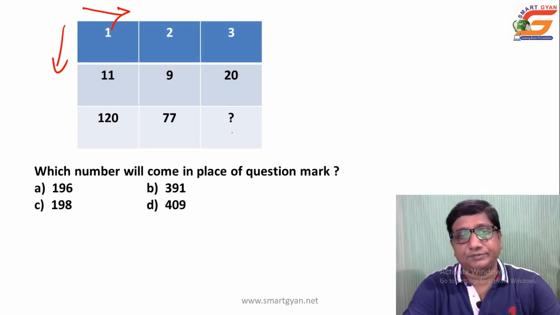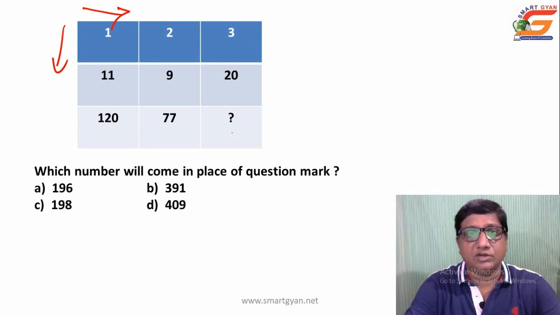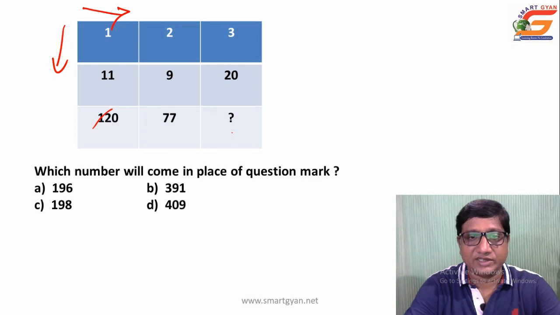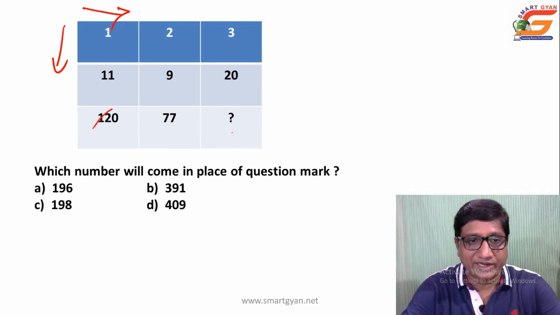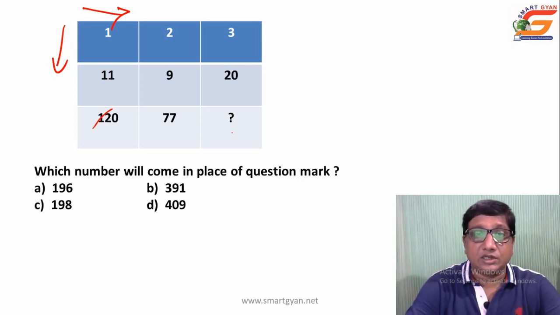If you check row wise, 1, 2 and 3, the top row, 1 plus 2 is 3, is it? Then 11 plus 9 is 20, is it? So simple, do you think? No, at this level it is not so simple. Then 120 plus 77 is 197. Is it there? No, it is not there, 197. Then what can be the other logic?